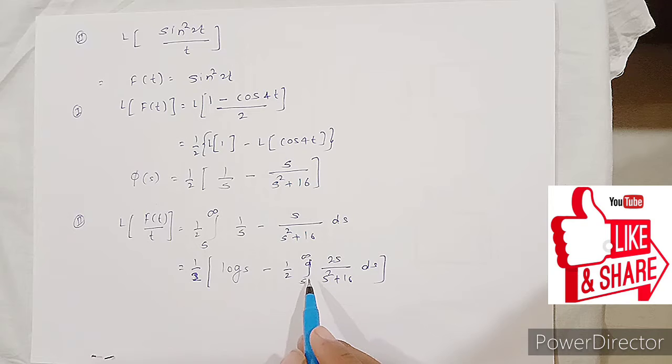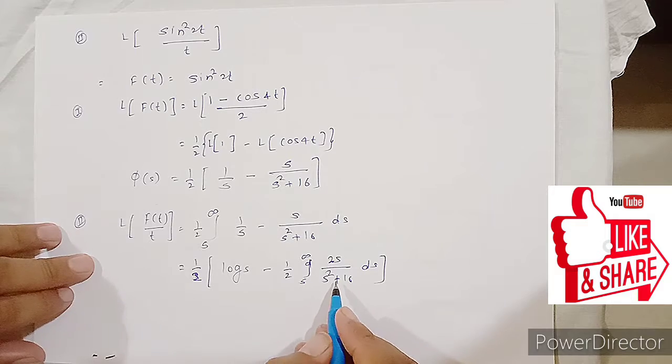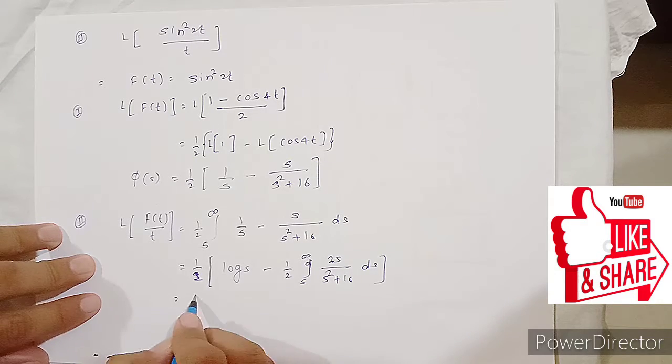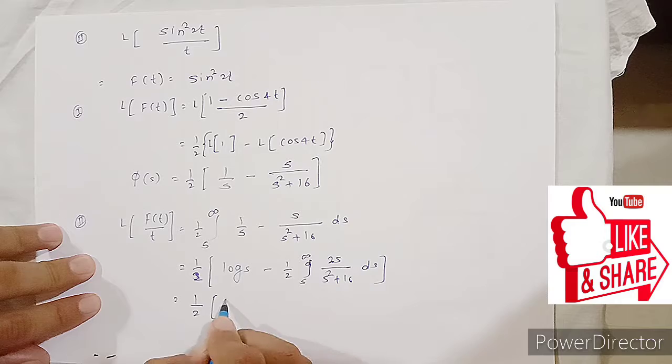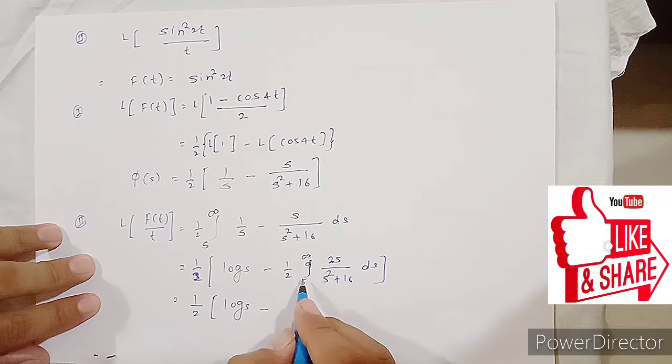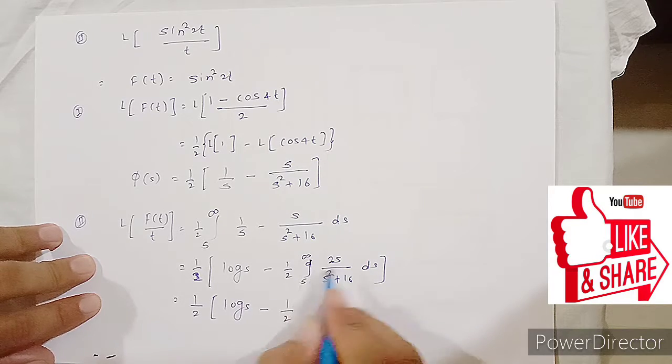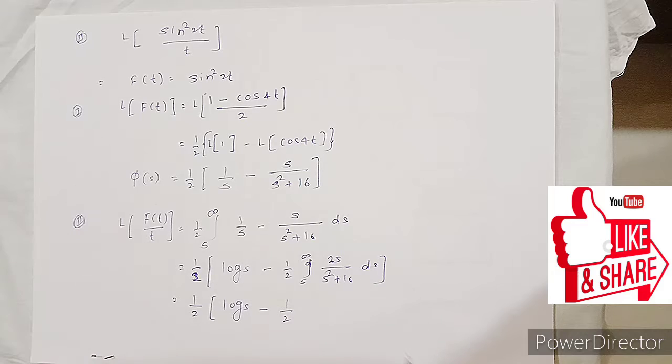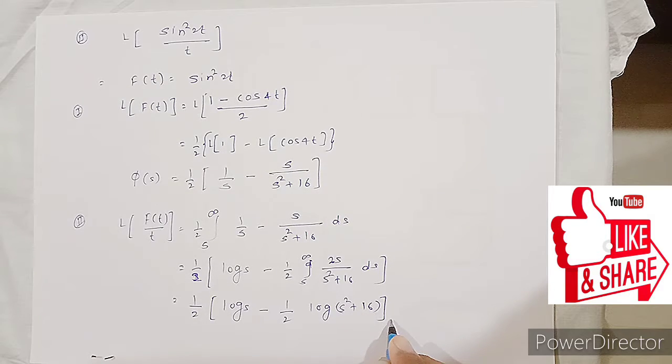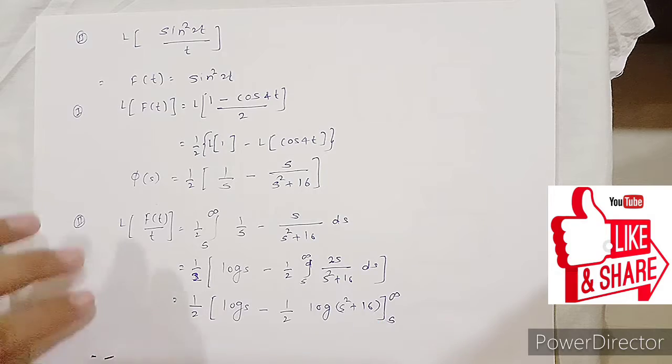Now guys, what we do here, we are adjusting 2 here, multiply by 2 and divided by 2. That means we can get derivative in the numerator directly. So 1 upon 2 log s minus, what is the integration, because derivative is completely available? Log of s square plus 16, right? What are the limit? S to infinity.